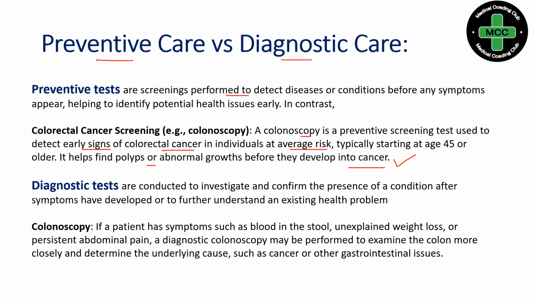Coming to diagnostic tests, they are conducted to investigate and confirm the presence of a condition after symptoms have developed, or to further understand an existing problem. So with diagnostic, the symptoms have already started. Now the patient has to take some kind of treatment to cure the problem, or to investigate whether the problem really exists or not. For example, with the same colonoscopy, if a patient has symptoms such as blood in stool, unexplained weight loss, or persistent abdominal pain, a diagnostic colonoscopy may be performed to examine the colon more closely and determine the underlying cause, such as cancer or another gastrointestinal issue. Here the patient might have already developed colon cancer. We don't know that. So after doing the diagnostic test, if they confirm it, then they will order routine checkups.